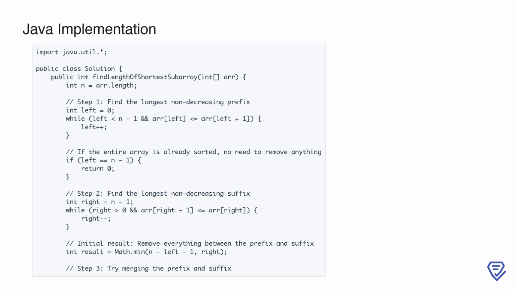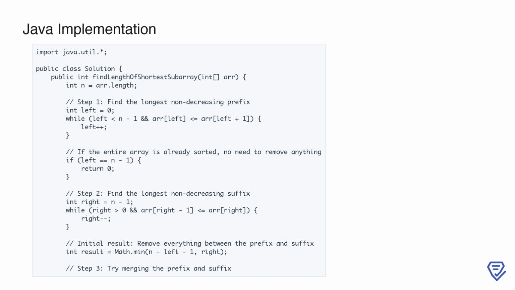In this Java implementation, we start by importing the necessary utilities and defining the solution class. The main method here is findLengthOfShortestSubarray, which takes an integer array arr as input. The first step in solving this problem is to identify the longest non-decreasing prefix in the array. We initialize a variable left to 0 and increment it while the current element is less than or equal to the next one. This loop stops as soon as we find a decreasing pair or reach the end of the array.